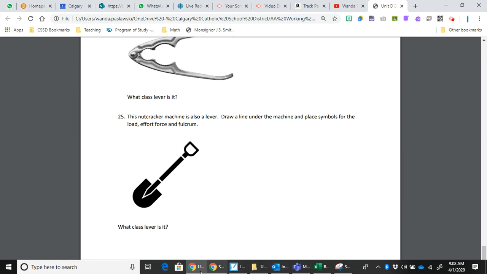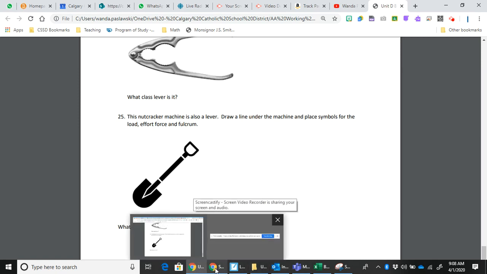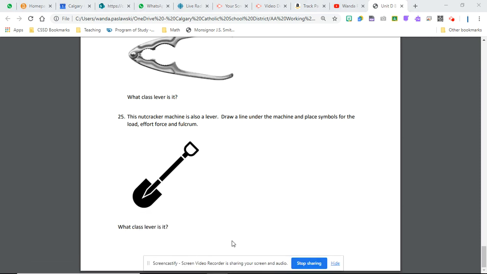And that's all for today. So what's due tomorrow: the 1.2 worksheet and the iDissection.